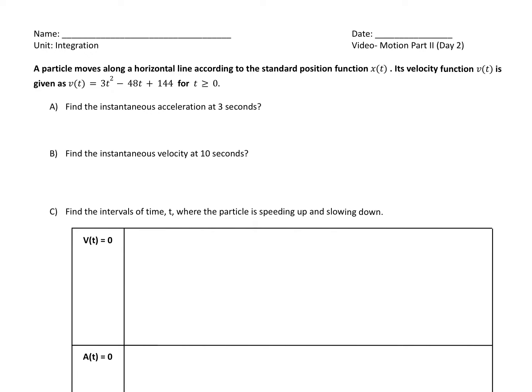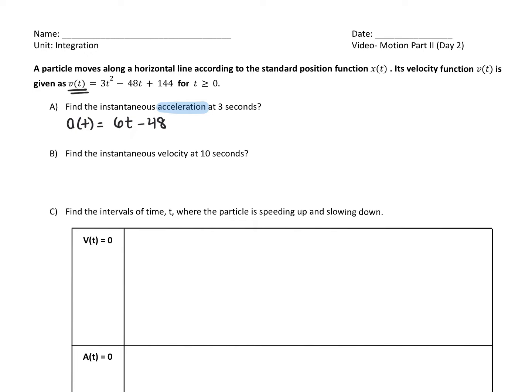So first thing says, find the instantaneous acceleration at 3 seconds. So acceleration, we should remember from motion part 1, is the derivative of this velocity function. So let's first find it. When you take the derivative, you do 3 times 2, which gives you 6, and decrease the power by 1. The derivative of negative 48t is just negative 48, and then the derivative of a constant is 0.